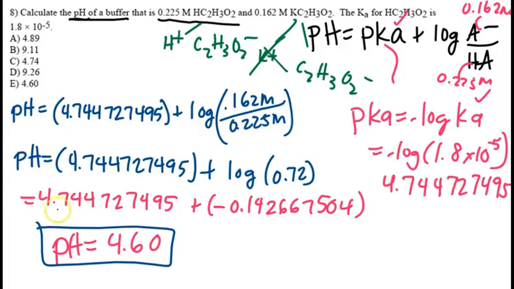All right, folks? Again, now we're going to have our 4.744727495 and add it to our negative 0.142667504. We get a pH value of 4.60. And so 4.60 is going to be letter E for our overall question.